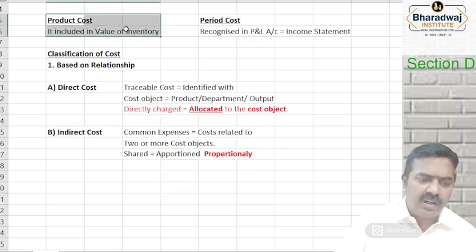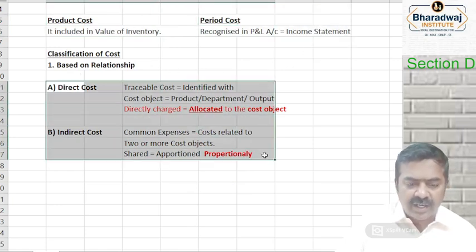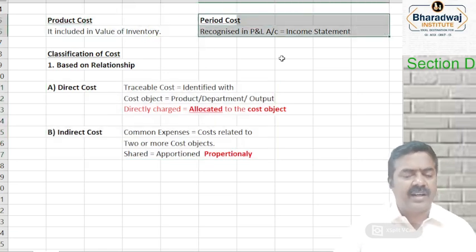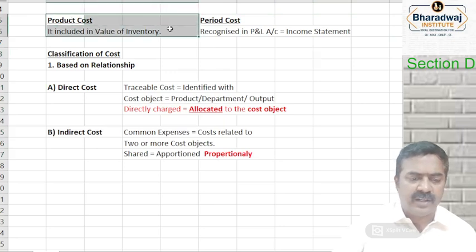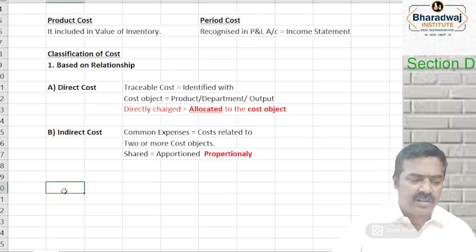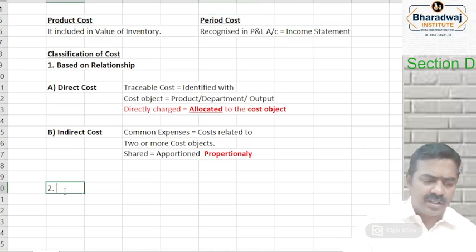In this, what will become a product cost? What will become a period cost? We will see. Both direct and indirect costs are part of which one? Product cost. Some costs we will take as period cost also. Which one should be taken to product? Which one to be taken to the income statement? We will come back to that separately. This is the first one, based on relationship.